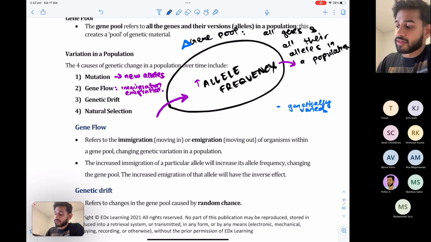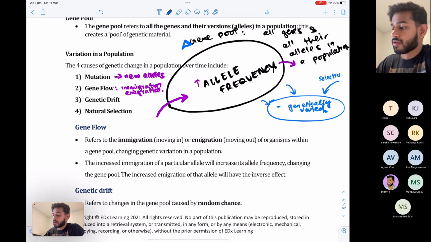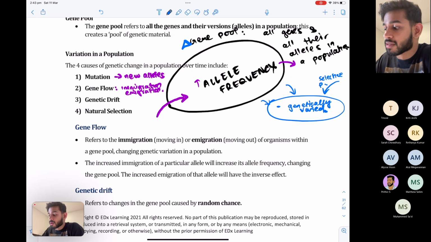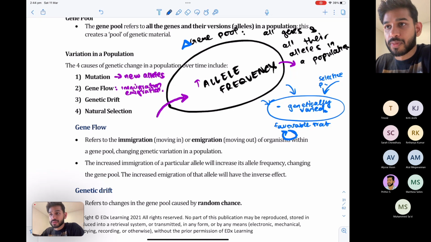The next thing you need to have in this population is selective pressures from the environment, which, as Tracy said, can be abiotic or biotic. You don't need to mention that in your definitions, but as long as you mention the word selective pressure, I'm happy. Okay, the next point needs to be about how the selective pressure will allow organisms with a favorable trait to survive, reproduce, and increase the frequency of their alleles.